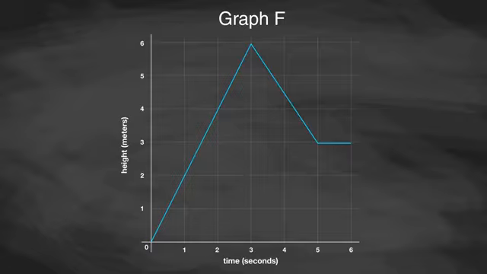Graph F shows the height starting at 0, increasing at a perfectly steady rate until it reaches 6, and then decreasing at a perfectly steady rate until it stays at 3. In the context of the problem, that would mean the flag starts out on the ground and is raised at a constant speed for 3 seconds. It stops abruptly and comes back down at a constant speed. Then, 2 seconds later, it stops at 3 meters above the ground. This graph would be considered possible, but it's unlikely that the flag would move this uniformly up or down.